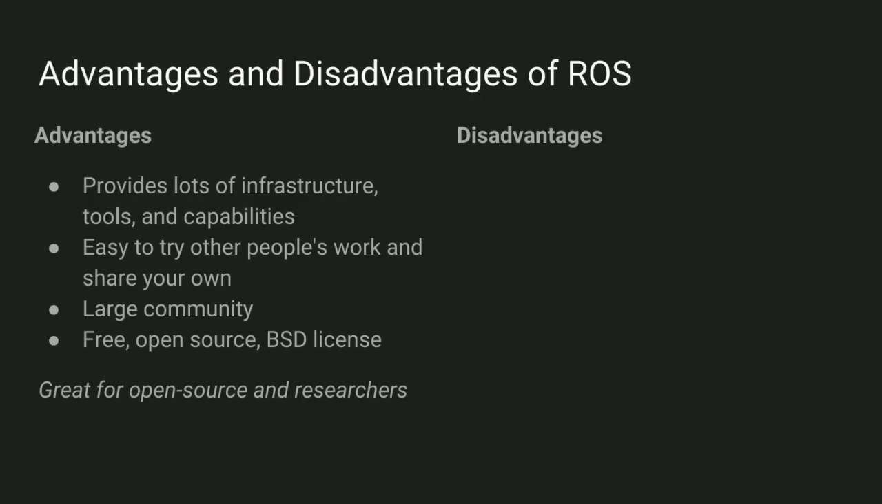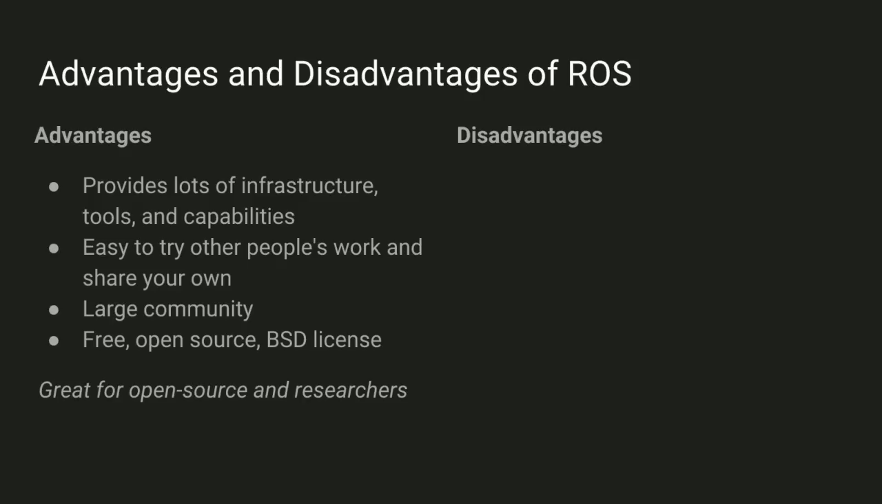So let's say, for example, I want a face recognition system on my robot, and I don't really know how to make a face recognition system, but I know I want it. Well, there are ROS packages that you can use. You just download them, add them to your project, and you get a face recognizer for free. And because they work with ROS, it's very easy to integrate with each other.